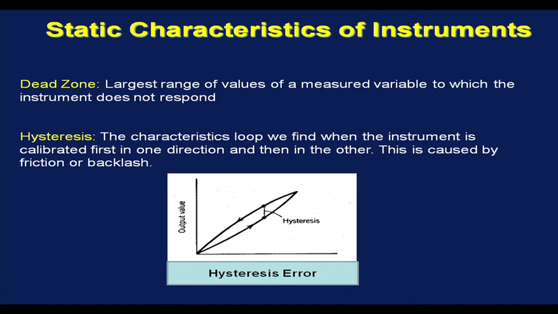Next static characteristic we discuss is dead zone. Dead zone is the largest range of values of a measured variable to which the instrument does not respond.